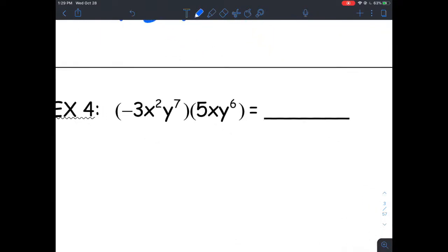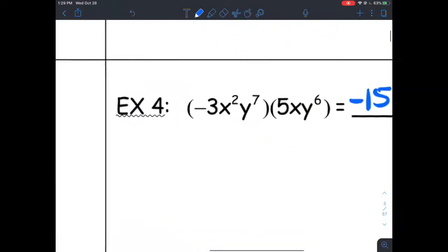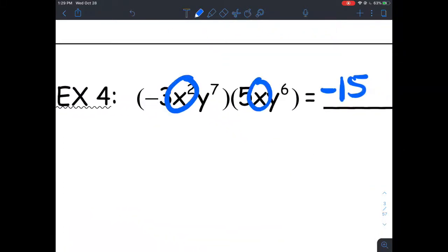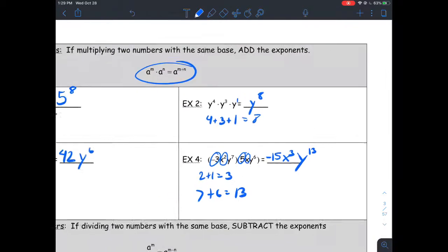All right, next one. We're going to do the same thing. We are going to multiply our coefficients, which is going to give us a negative 15. Now, keep in mind, a big rule of this was that you can only do this with exponents of the same base. So we're going to combine the x's. We've got 2 plus 1, which gives us 3, so we get x to the 3rd. And then for the y's, we're going to do 7 plus 6, which gives us 13, so we get y to the 13th. So to recap, we multiply the leading coefficients, and when you multiply things with exponents, you add their powers.